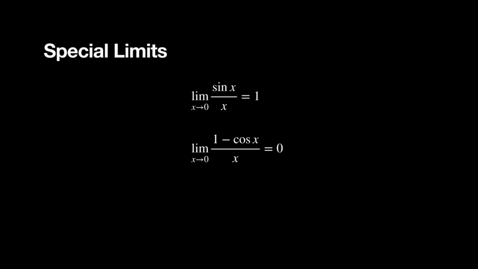And then the limit as x goes to 0 of 1 minus cosine x divided by x is 0. We're going to start with these two special limits. And again, I'm not going to prove them here. I have the first one shown in more detail in the squeeze theorem video. But what we're going to do in this video is just use these special limits as a starting point to find other limits. And let me show you what I mean by that with an example.